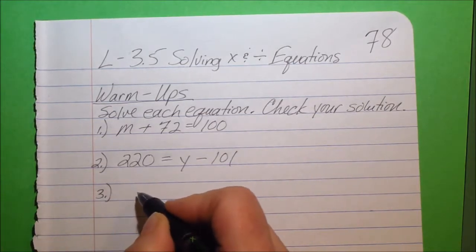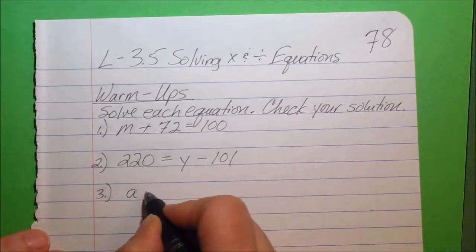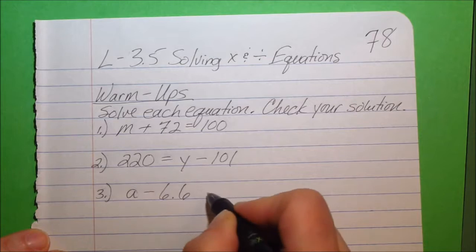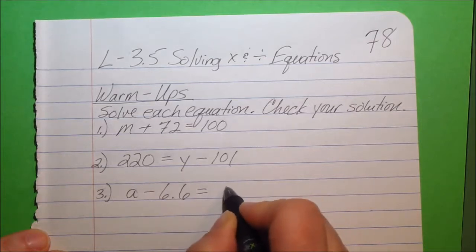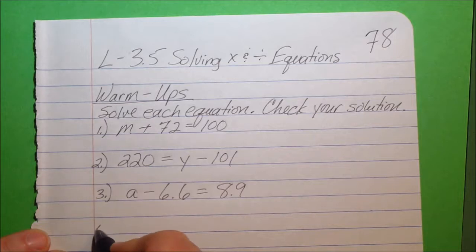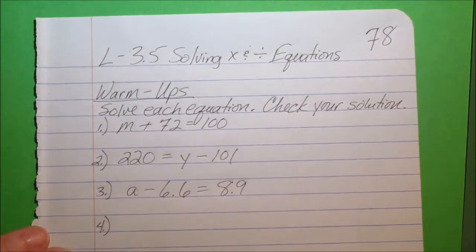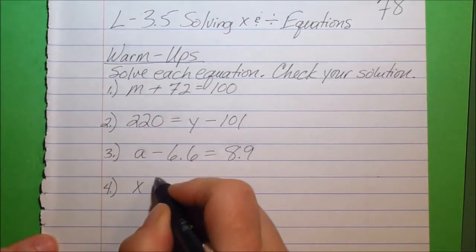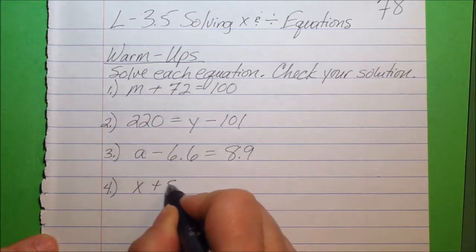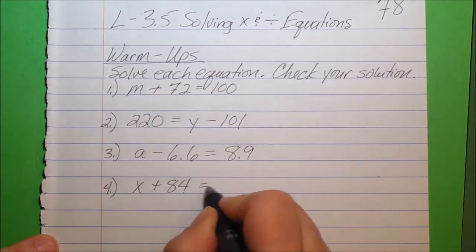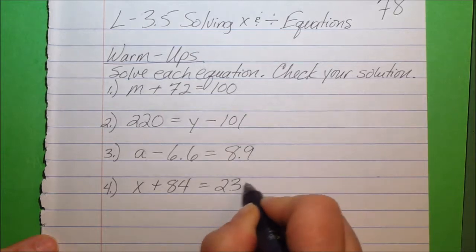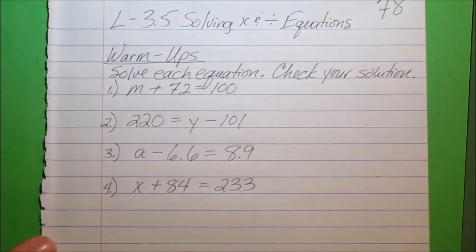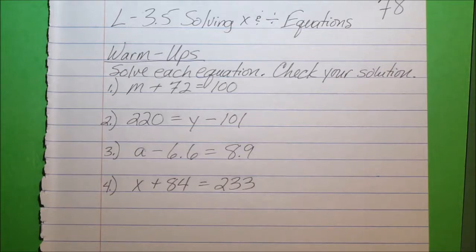Third problem is a minus 6 6/10 equals 8 9/10. And number 4, let's see, am I still in frame here? There we go. Number 4, x plus 84 equals 233. All right, so those are your warm-up problems. Work those out, get your brain working so you know what we're going to be doing in today's lesson.